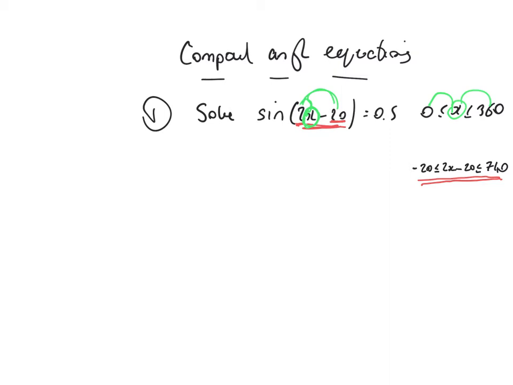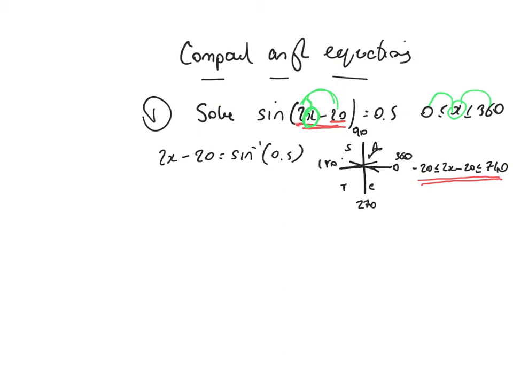Now just keep your eye on this stuff because it's easy to lose track, but there's nothing particularly difficult at any given step. You just need to keep focused and concentrating. So 2x minus 20 is equal to sine inverse 0.5. At this point, I'm going to put up the CAST diagram. It's a degrees question, so let's record that: 0, 90, 180, 270, and 360.